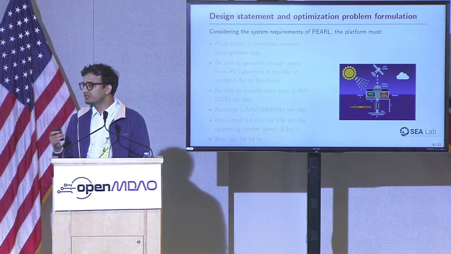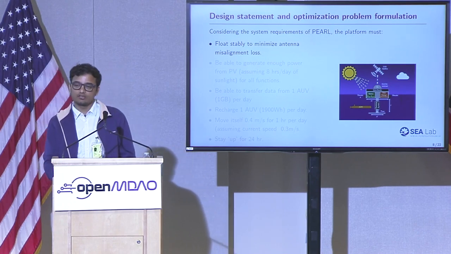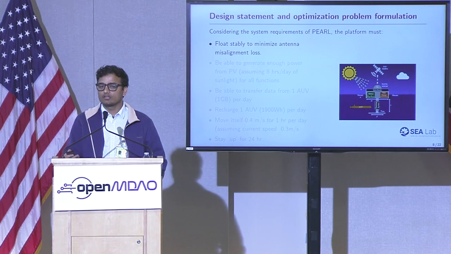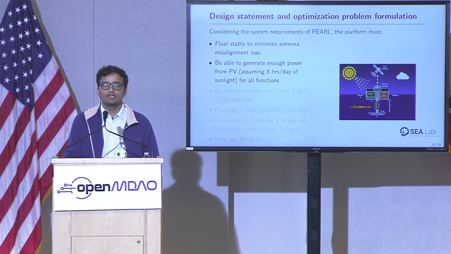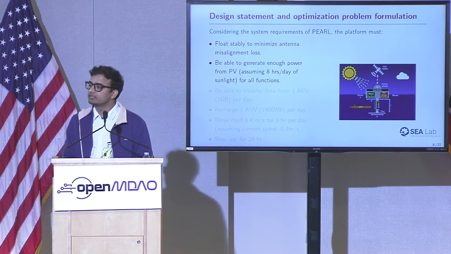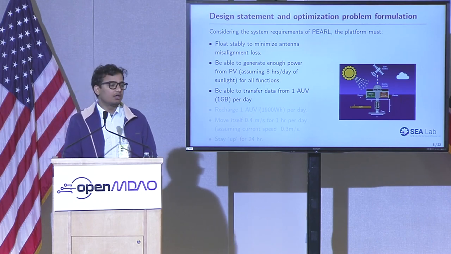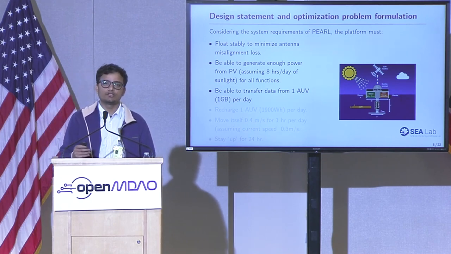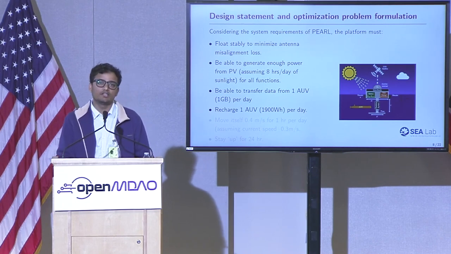So considering the system requirements for Pearl, the platform must float stably to minimize the antenna misalignment loss. If there's an Iridium antenna and it moves a lot because of the ocean waves, then we lose some data transfer. So we want to minimize that. And we want Pearl to generate enough power from the solar panels, assuming 8 hours a day of sunlight for all functions. And then it should be able to transfer data. This is an assumption of 1 gigabyte per day. Some AUVs have larger storage, up to 1 terabyte. I think Bluefin, the AUV, has more data storage. But this is just a reasonable assumption for this project. And we want to recharge the AUVs, assuming, again, 1,900 watt-hours per day.